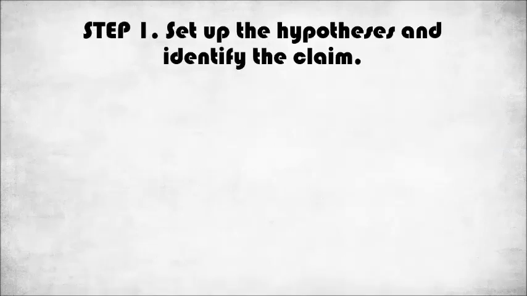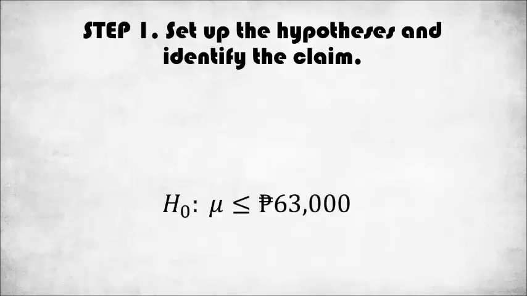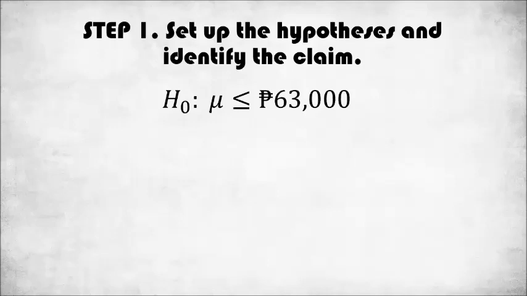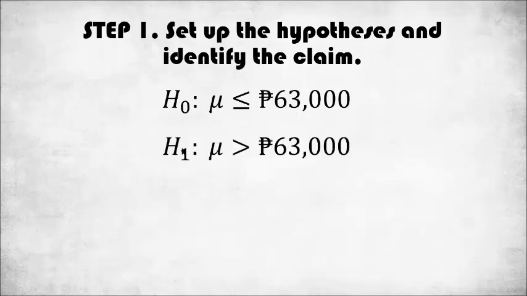Okay? And then step 1, set up the hypothesis and identify the claim. Magsaset tayo ng dalawang hypothesis, the null hypothesis and the alternative hypothesis. Ang ating null hypothesis, population mean is less than or equal to 63,000 pesos. And ang ating alternative hypothesis ay population mean is greater than 63,000 pesos.